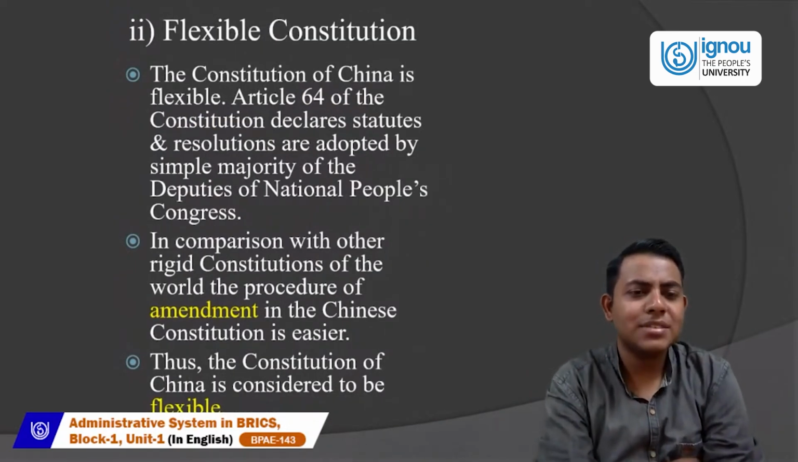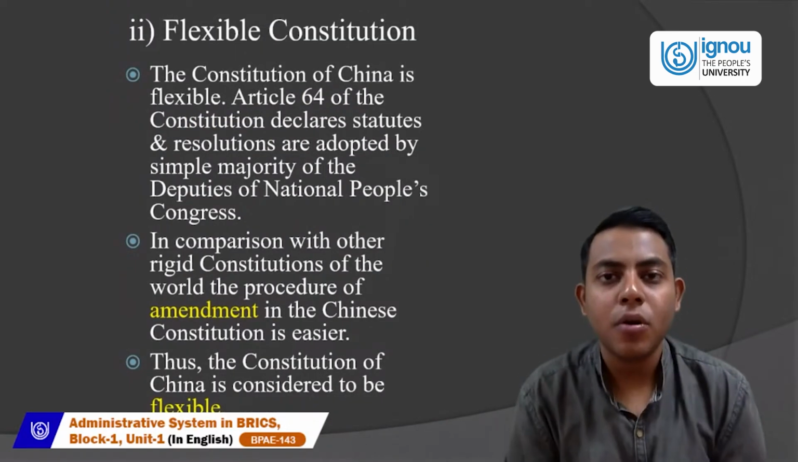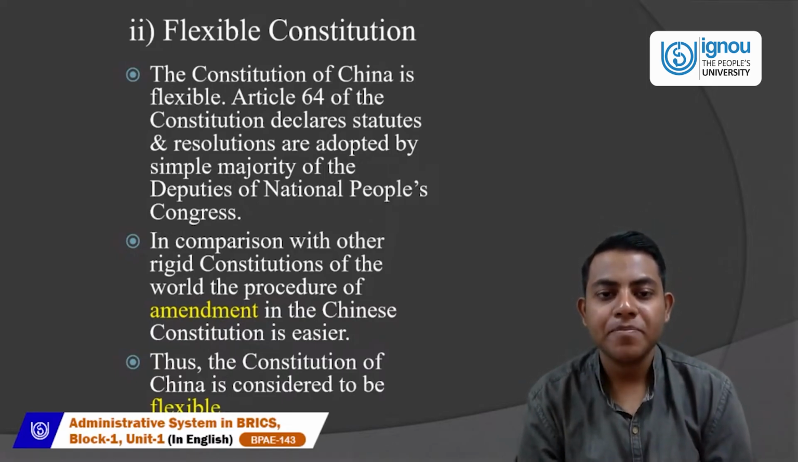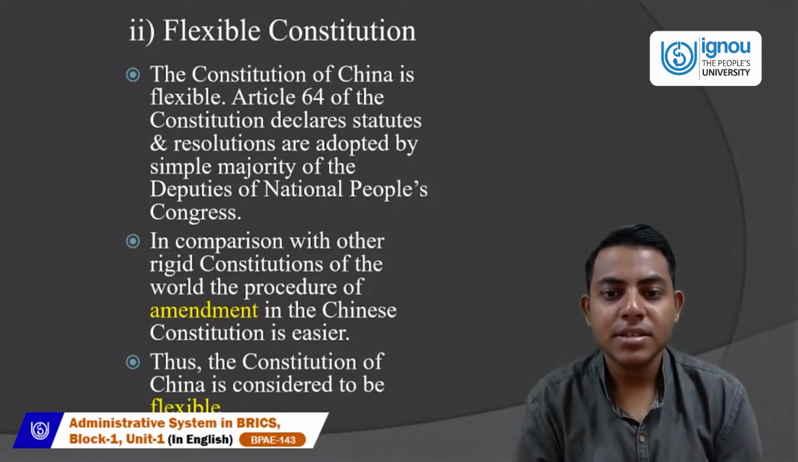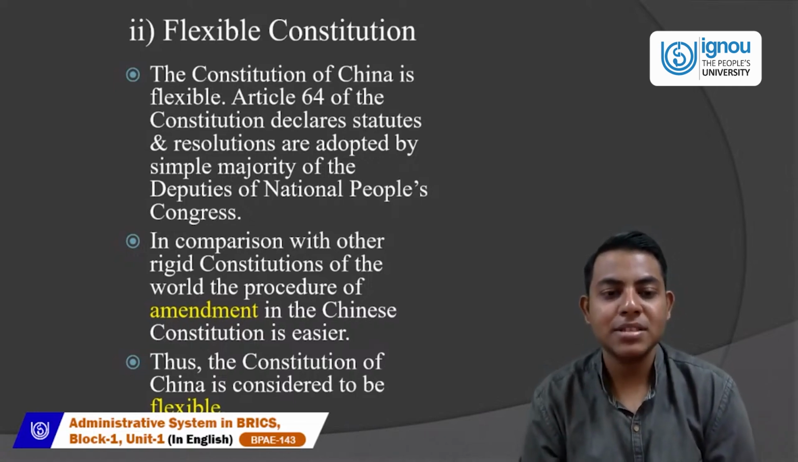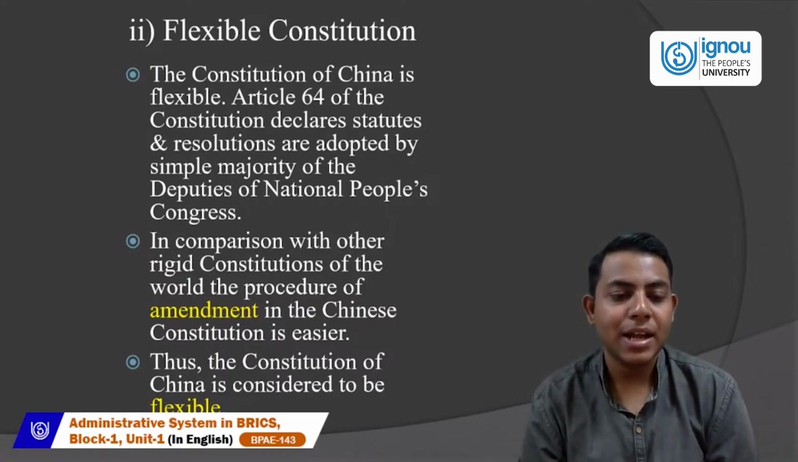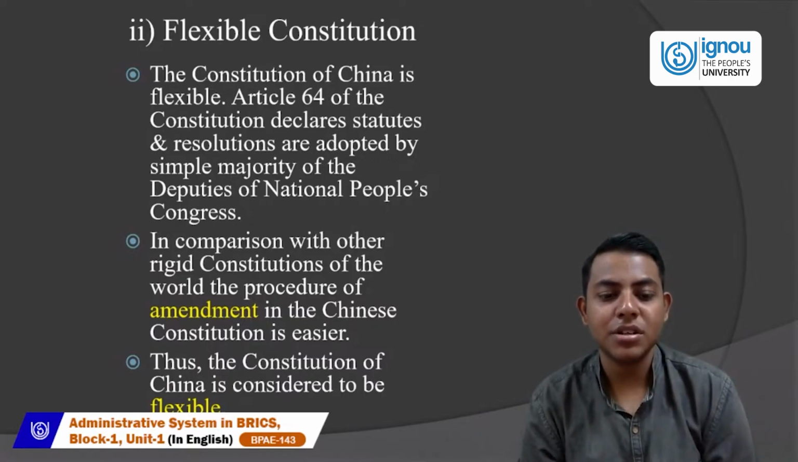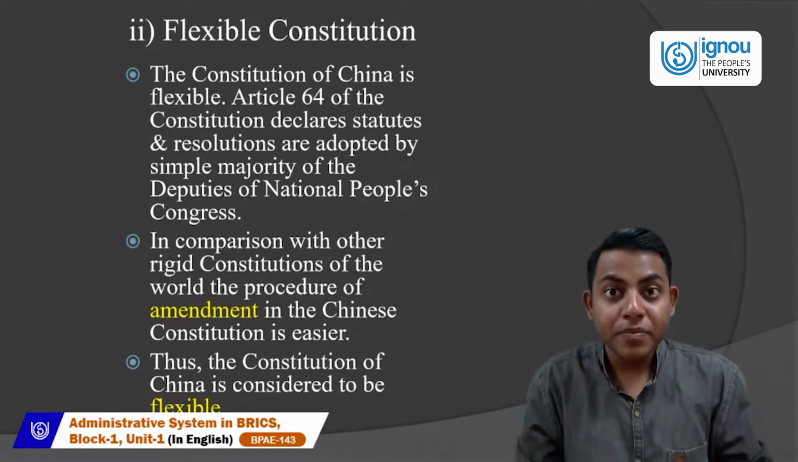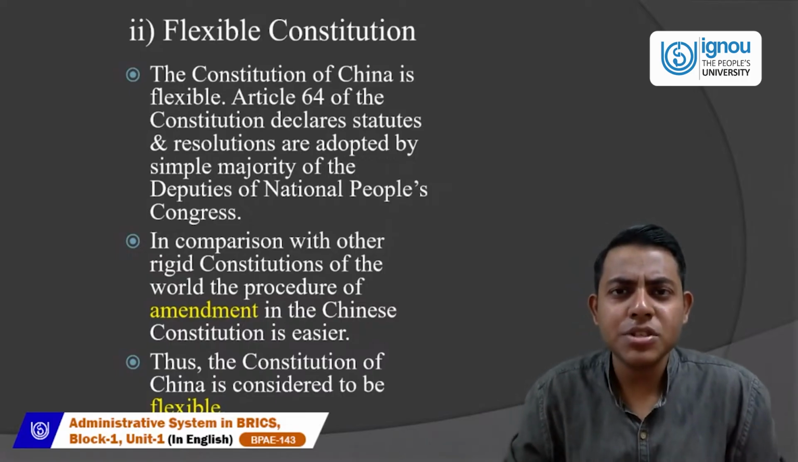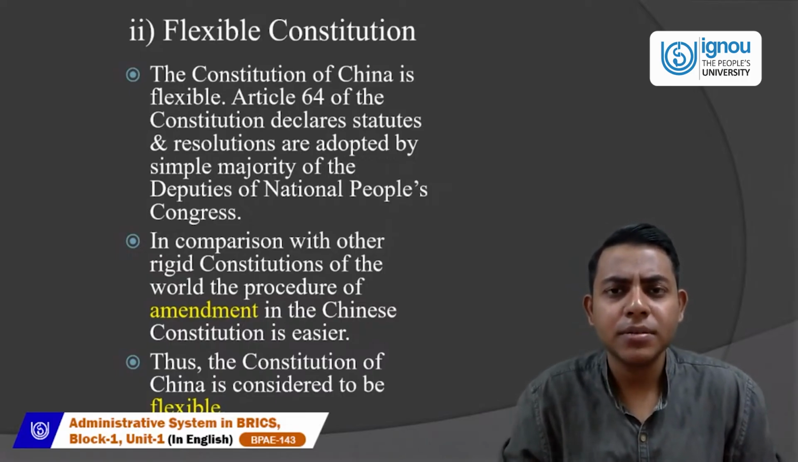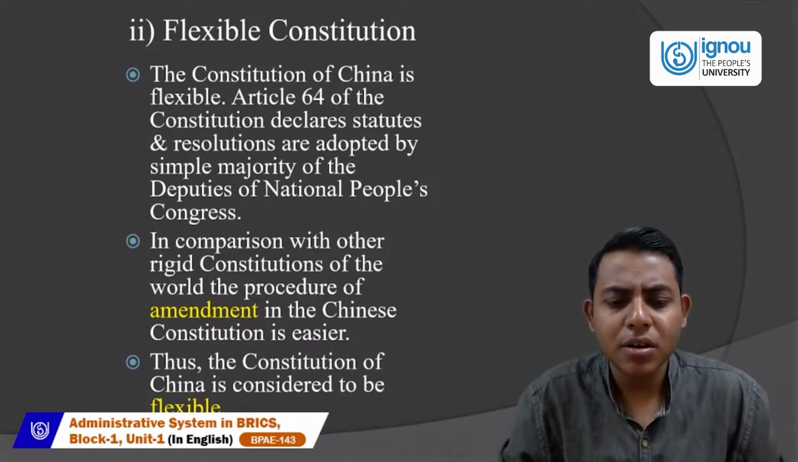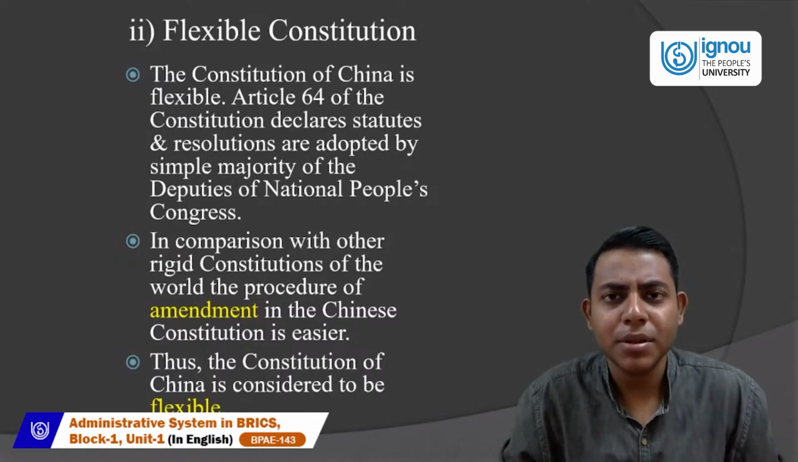So the Constitution of China is flexible. Article 64 of the Constitution of China declares that statutes and resolutions are adopted by the simple majority of the deputies of the National People's Congress. In comparison with other rigid constitutions of the world, like the Japanese Constitution, the procedure for amendment in the Chinese Constitution is comparatively easier. Thus, the Constitution of China is considered to be flexible.